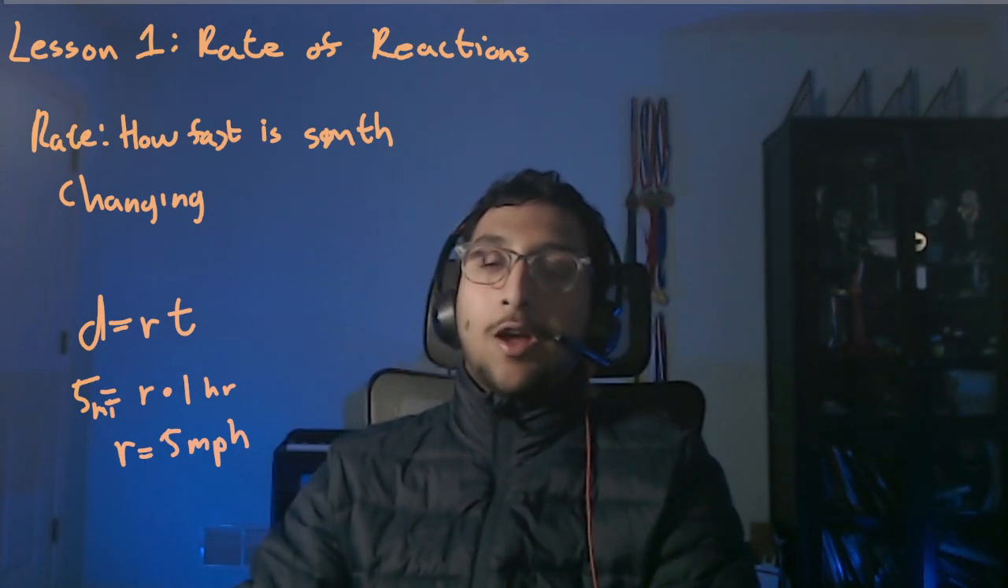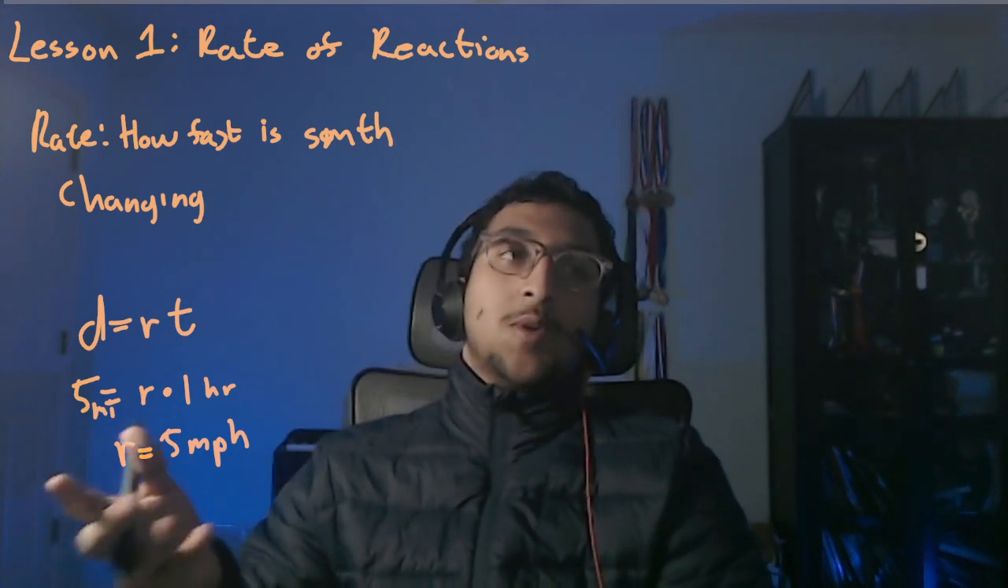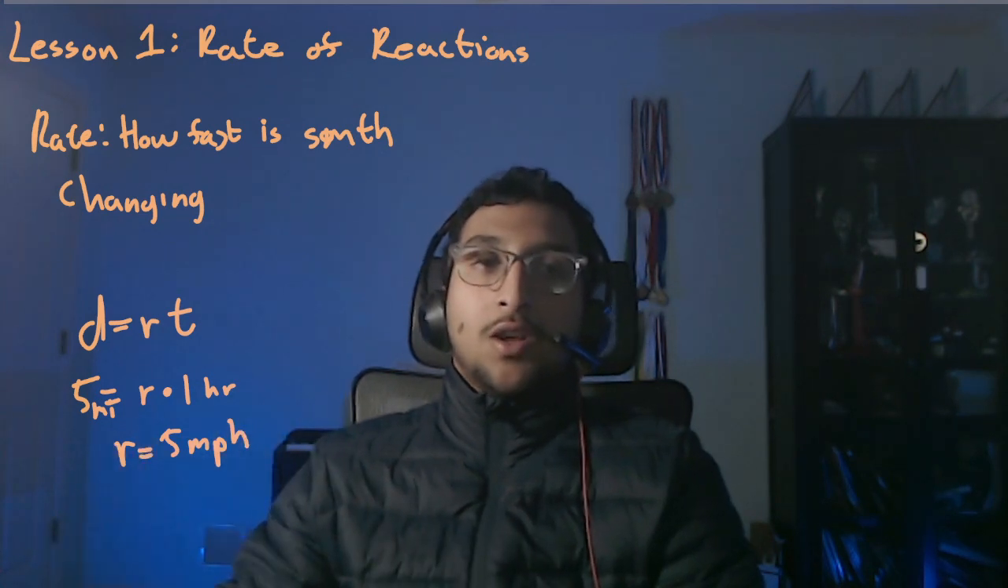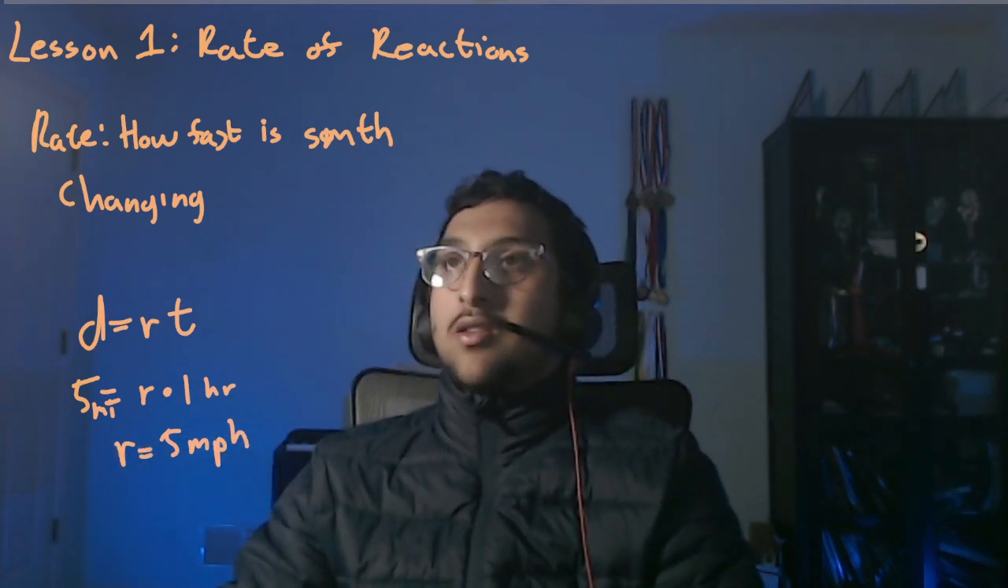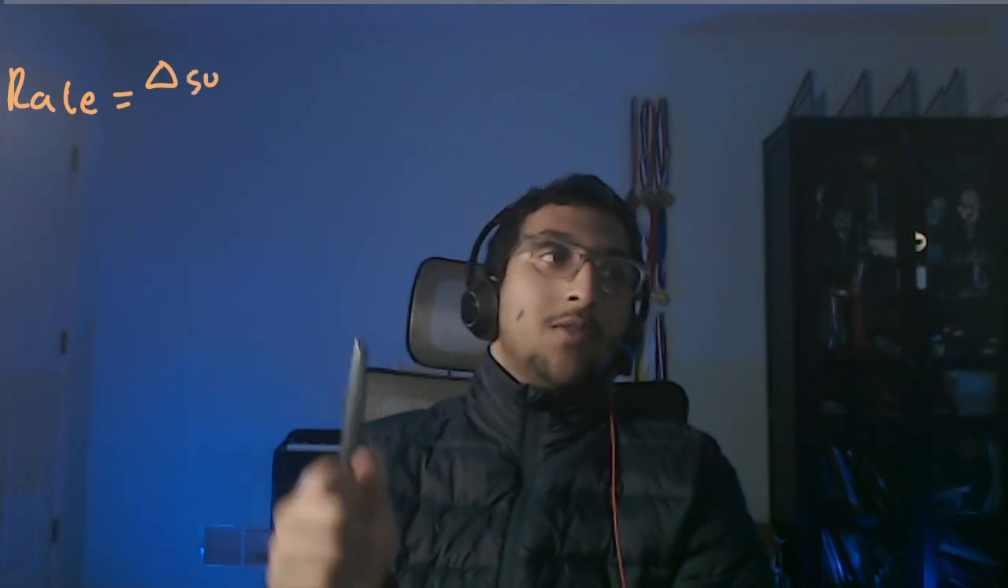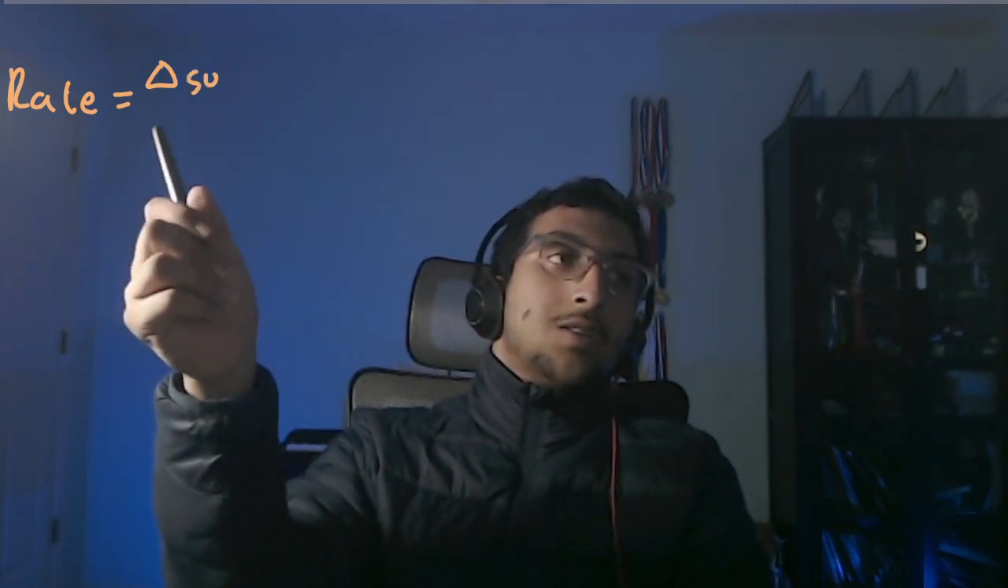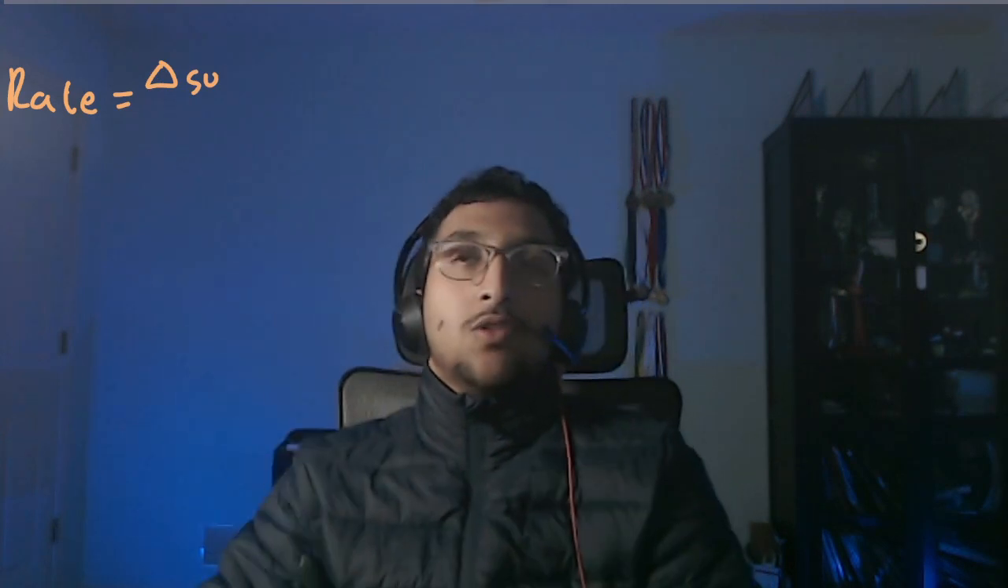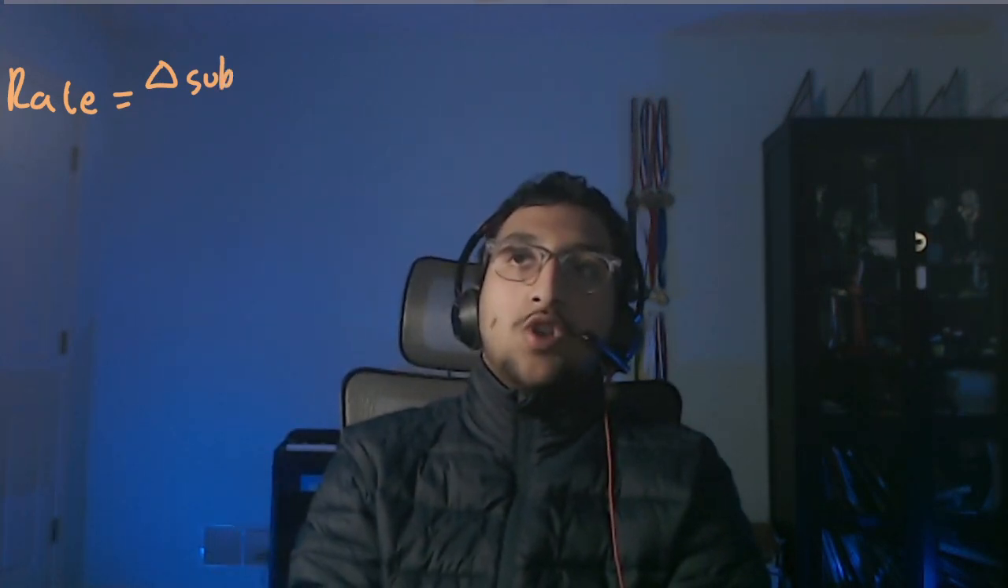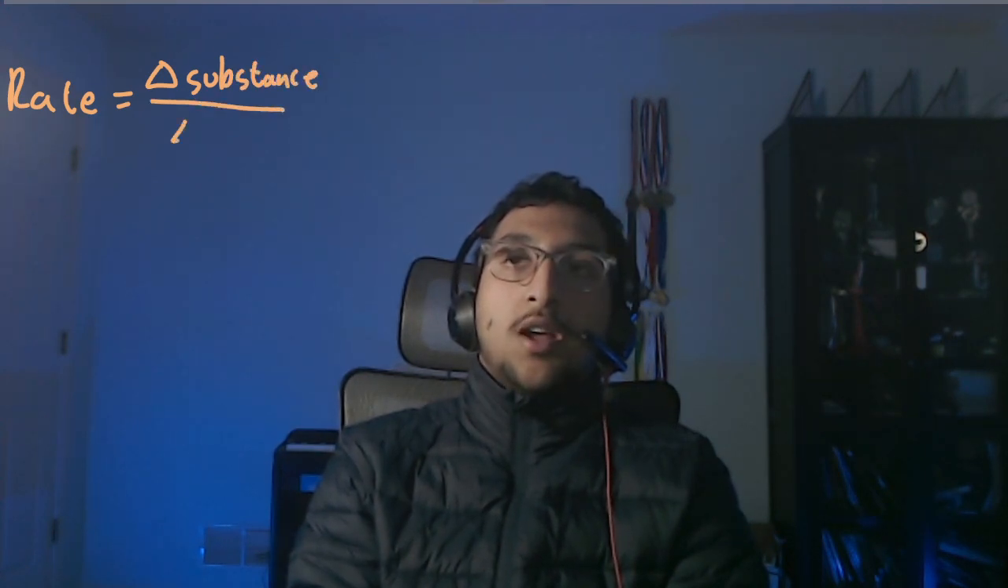So the same thing kind of applies to this unit in chemistry. We're going to be talking about how fast reactants are being converted to products. So how fast is this reaction going basically? So in chemical terms, the rate is basically change in substance. And by the way, these triangles, they're the Greek letter delta. They're basically used to say change. So this basically means change in substance over change in time.